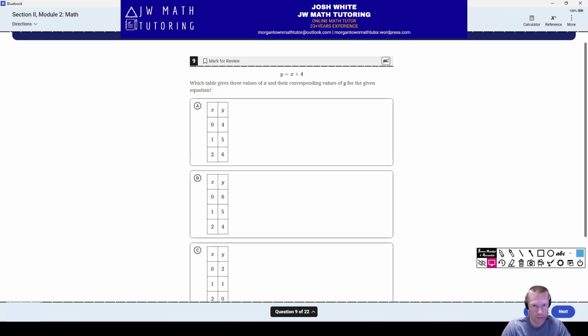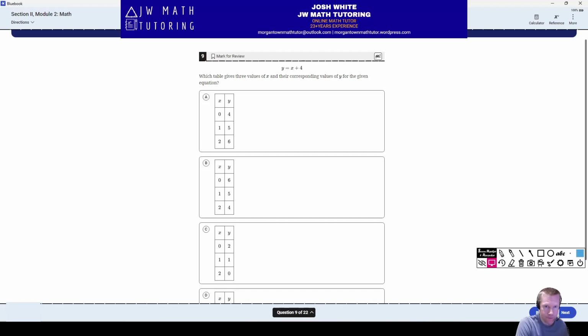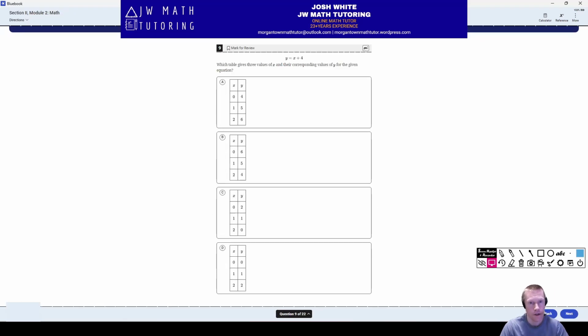Next up, we have question number 9. Let's see if I can zoom out here to get all the values on the screen. Which are the corresponding values for this problem? So if you're going to do this the traditional way, meaning not using Desmos, what I would do is start with 0 and plug that in. And I get 0 plus 4 equals 4. So 0, 4 is a point we're looking for. So no, no, no. Oh, looks like we have our correct answer right away. It has to be letter A.